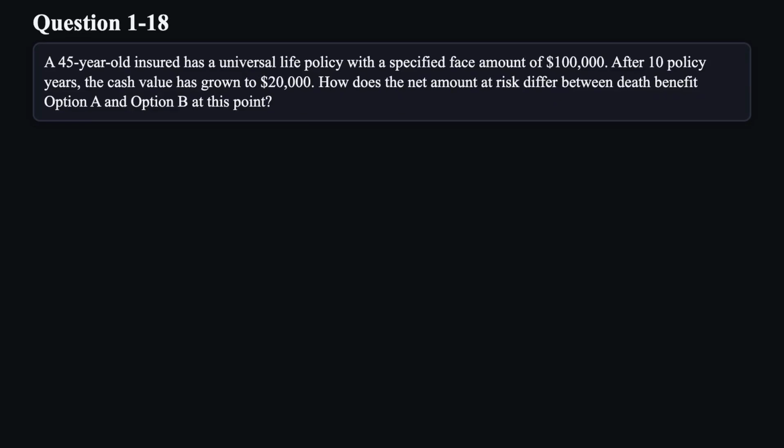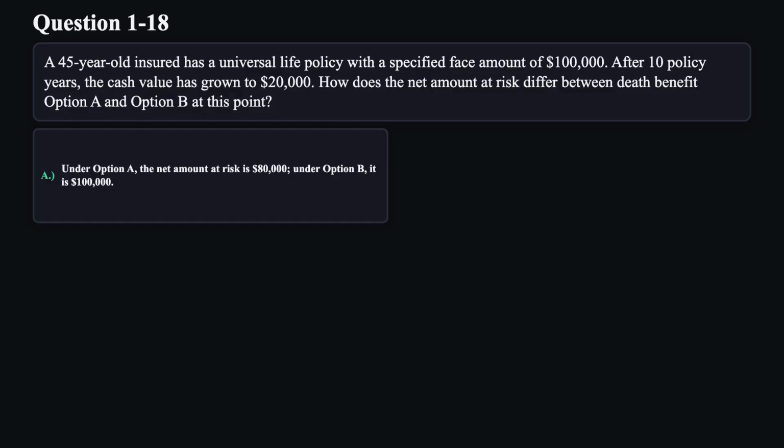Question 18. A 45-year-old insured has a universal life policy with a specified face amount of $100,000. After 10 policy years, the cash value has grown to $20,000. How does the net amount at risk differ between death benefit option A and option B at this point? A. Under option A, the net amount at risk is $80,000. Under option B, it is $100,000.